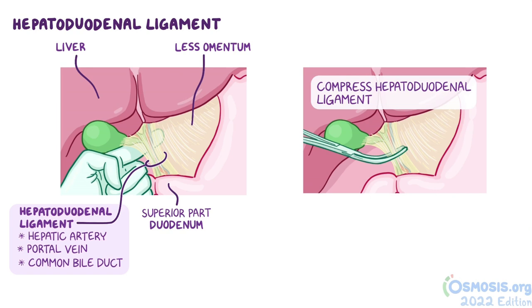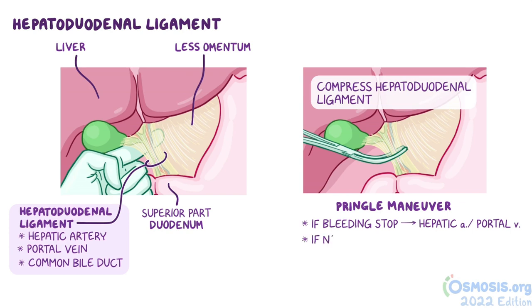This can be done using the Pringle maneuver, which is clamping the hepatoduodenal ligament manually or with the use of a clamp. During uncontrolled bleeding of the liver, the Pringle maneuver can be used to help localize the source of bleeding. If the bleeding stops, then the source is likely from the hepatic artery or portal vein, and if it does not stop, then bleeding is likely due to the inferior vena cava or hepatic veins.